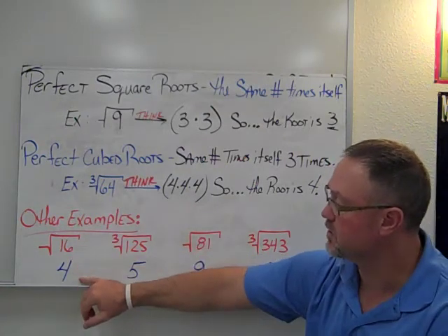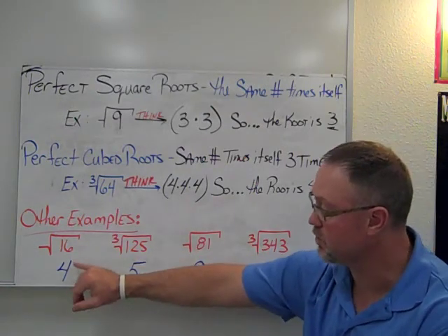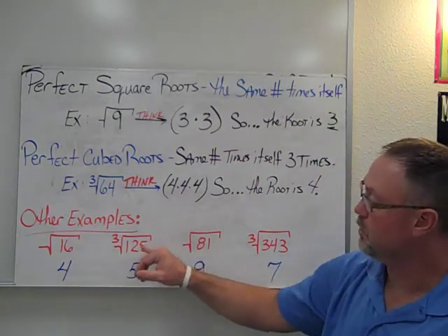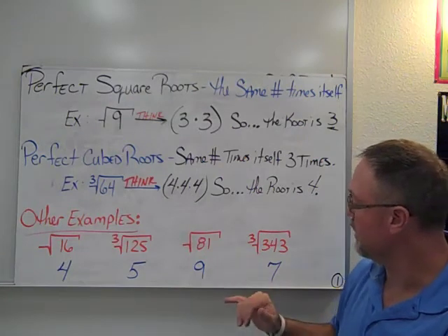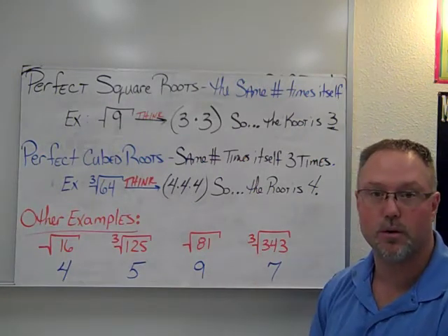So the square root of 16 would be 4. So if I take 4 and square it, I get 16. Cube root of 125 is 5. Square root of 81 is 9. And the cube root of 343 would be 7.